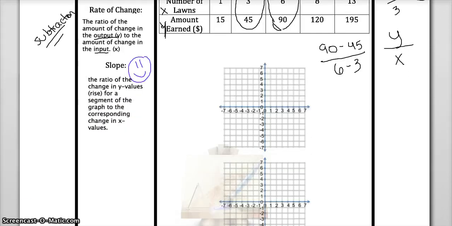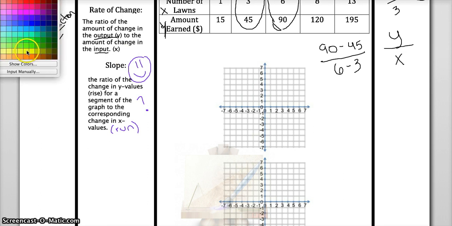Okay, so here's the definition of slope, and don't get concerned. We're going to make this a lot simpler. So let's read it. The ratio of the change in y values, rise, for a segment of the graph to the corresponding change in x values, or, I forgot to type this, run. Okay, now you're probably reading that going, huh? That doesn't make sense. And you're right.